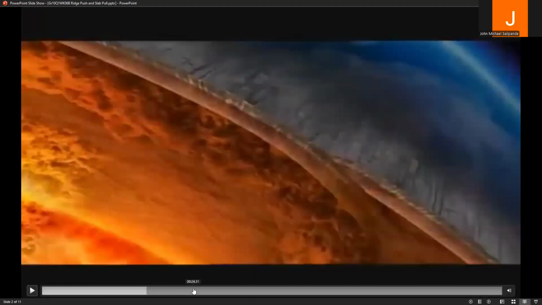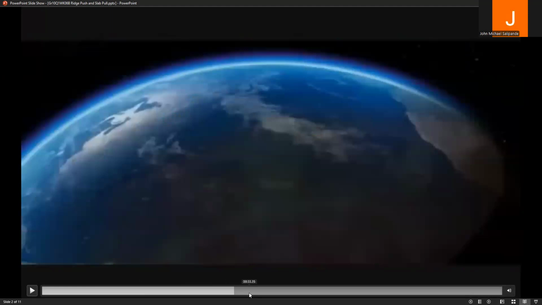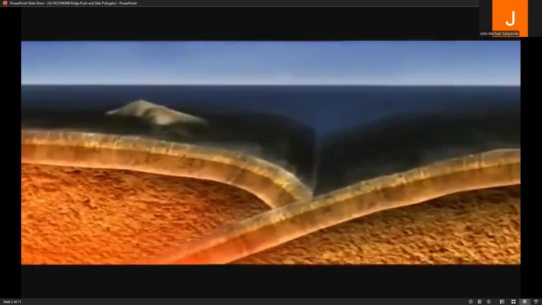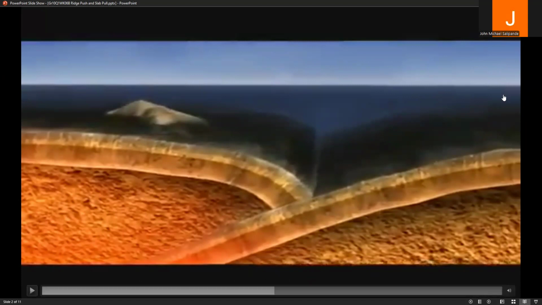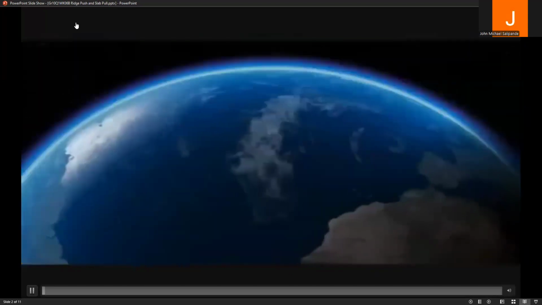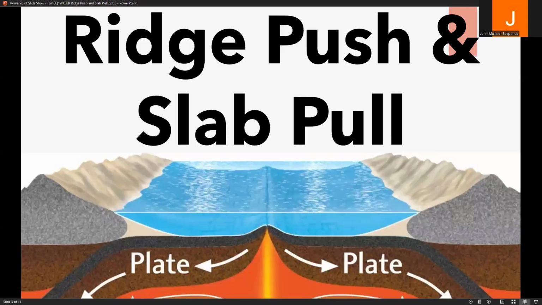And the other consequence is depicted by this scenario wherein one crust subducts under the other crust. So this is a convergent boundary with subduction. Those specific plate boundaries that we mentioned, oceanic-oceanic divergence and continental-oceanic convergence, are otherwise known as ridge push and slab pull.